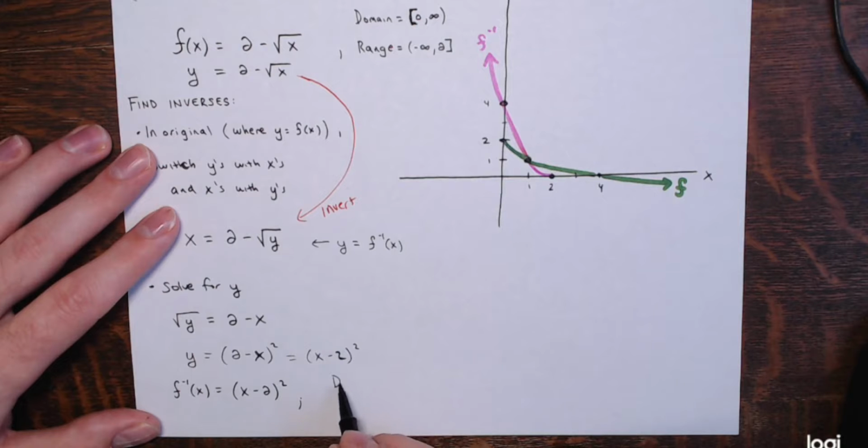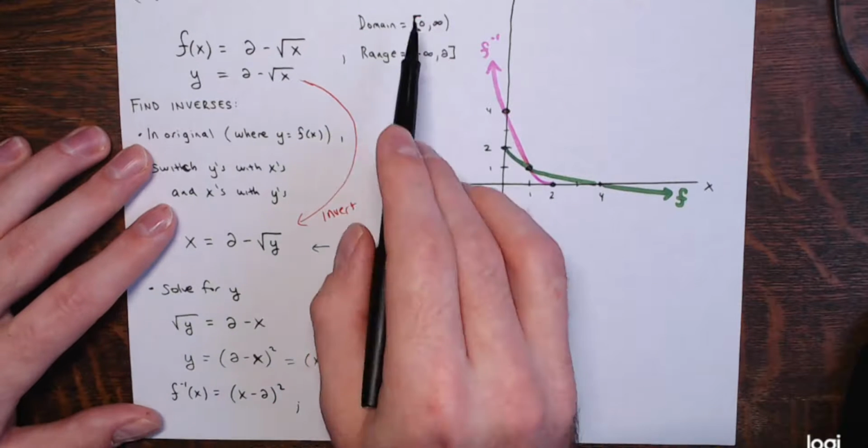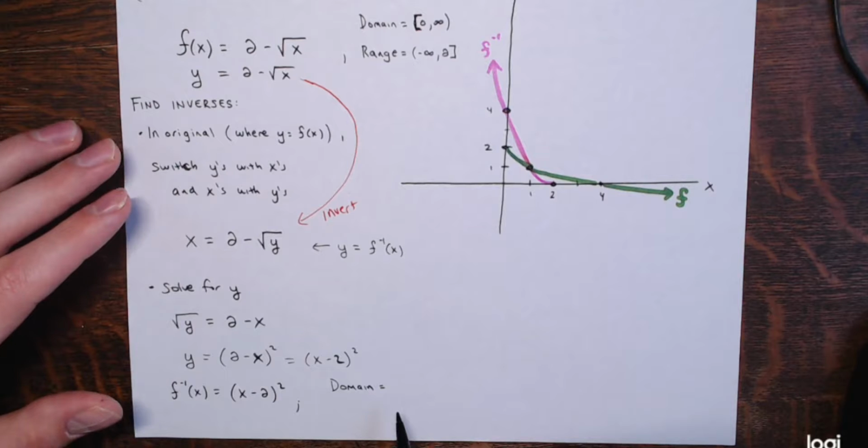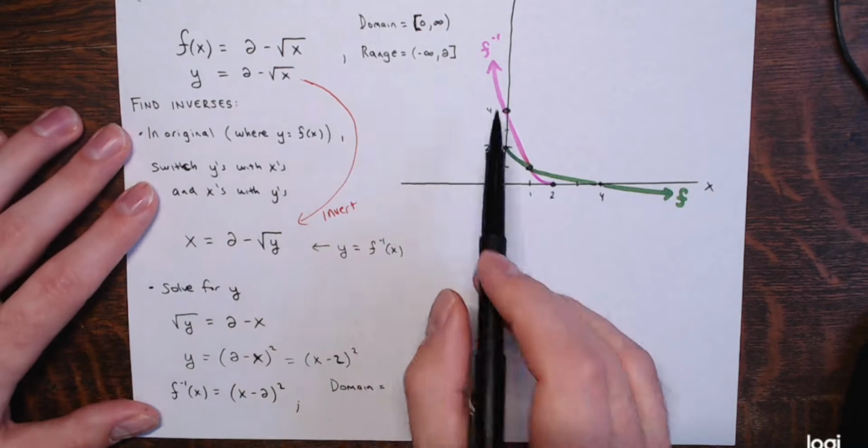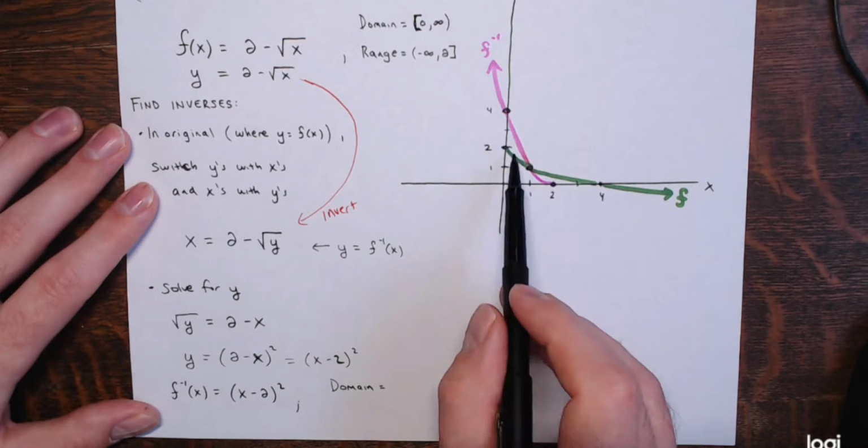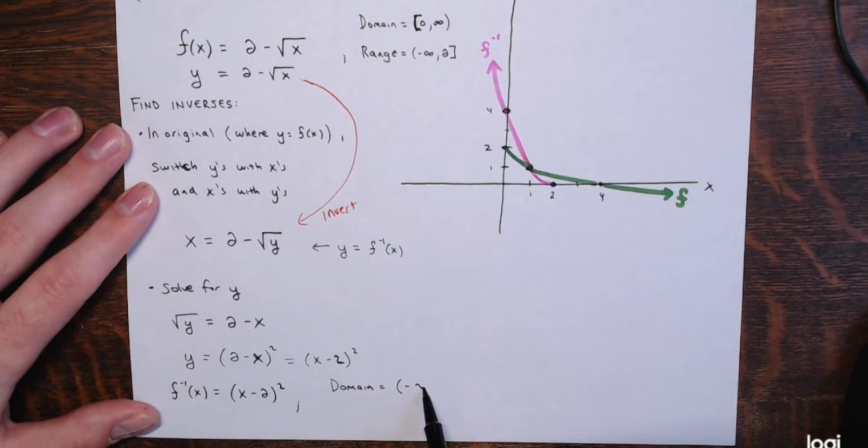The domain of this function is not all real numbers. I know you would think it is because it's just x minus 2 squared. You're not going to divide by 0, there's no square roots. But the domain is not all real numbers. The domain of one function is the range of the inverse. And the range of the original function, from negative infinity up to 2, is the domain of the inverse. So it's just from negative infinity to 2.